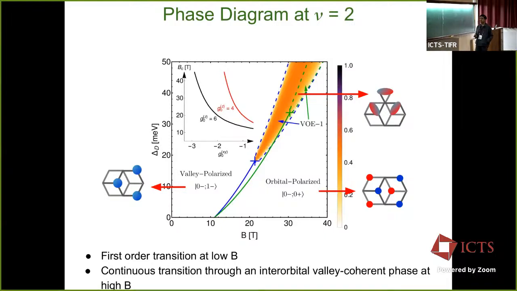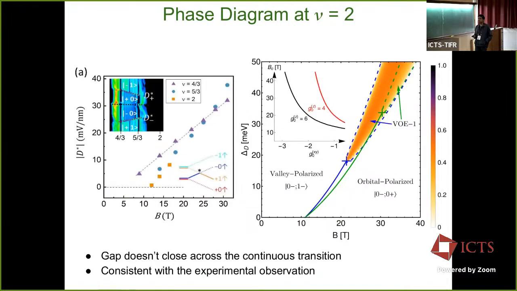a valley coherent phase. Okay, so one can ask whether this is consistent with the experiments, and if this gap doesn't close across the continuous transition, then one would not expect to see a signature of a first order transition. And indeed, they don't. So this is not a proof, but perhaps this is the reason why they don't.